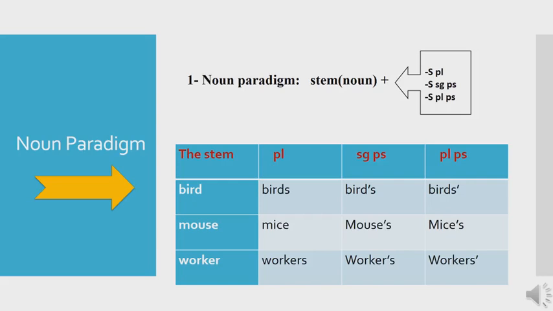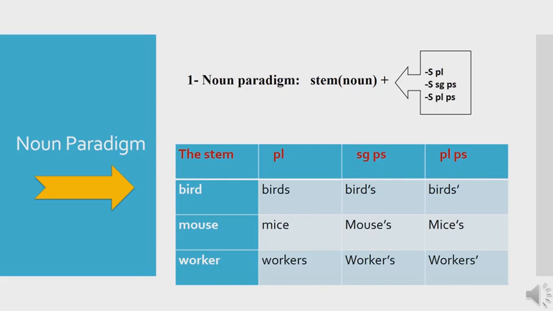Mouse. Mouse is the stem. The plural form is mice. The singular possessive form is mouse's. The plural possessive form is mice's. So the inflectional paradigm of mouse, the noun paradigm of mouse, is mouse, mice, mouse's, mice's.